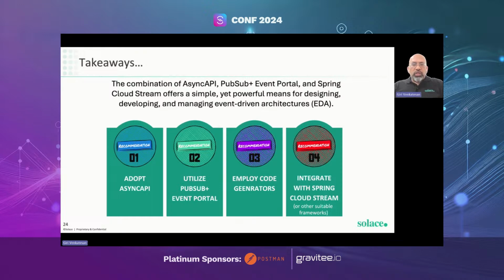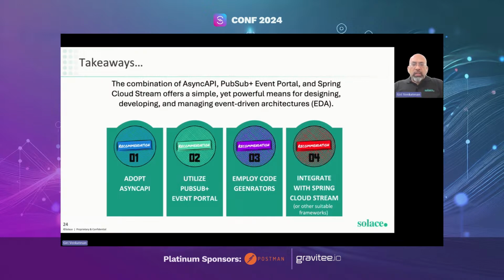Number three, employ code generators. Use AsyncAPI code generators to automate the creation of boilerplate code for frameworks like Spring Cloud Stream or any other language of your choice. This approach not only accelerates the development and ensures alignment with the defined specification, but also significantly boosts developer productivity by reducing the manual coding effort. Something very useful, you can shorten your development life cycle.